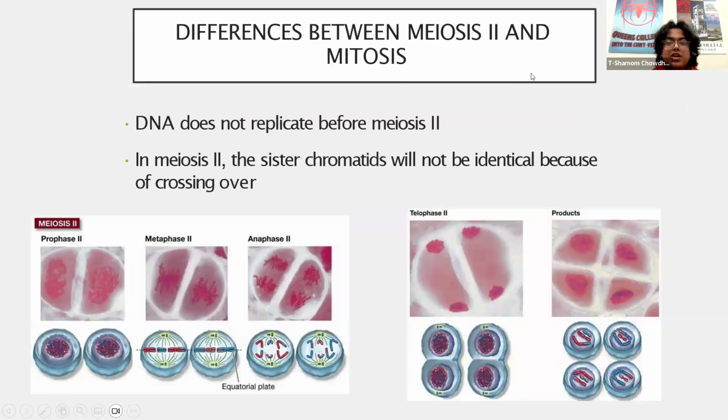So, differences between meiosis 2 and mitosis. Before meiosis 2, DNA replication does not occur, because if DNA replication occurred, then you would just create two end cells. So DNA replication does not occur before meiosis 2. And once again, in meiosis 2, the sister chromatids themselves are also not identical because crossing over happens. One chromosome could have more of the mother's genes, one chromosome could have more of the father's genes.